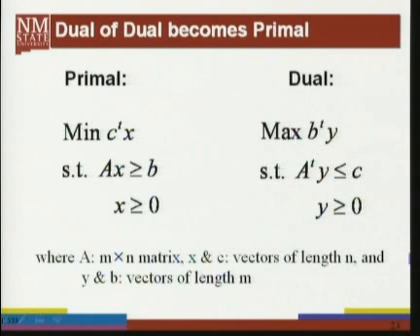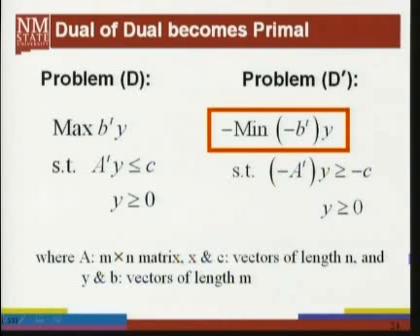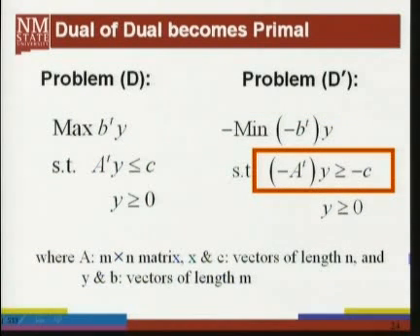Now I'm going to show you that the dual of the dual problem is the primal problem. How do we write the dual of the dual problem? First, we must write it as a minimization problem with greater than or equal constraints. Here, problem D is equivalent to problem D prime. Minimizing the negative of a function gives the same solution, except for sign, as maximizing the function, right? Also, negating both sides of a less than or equal constraint produces a greater than or equal constraint, right?